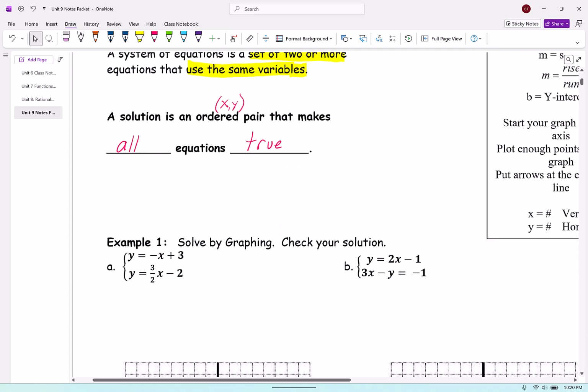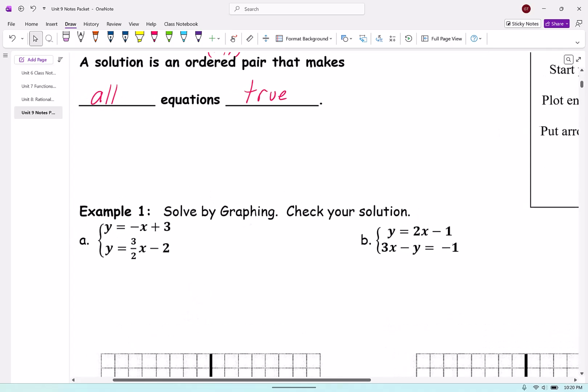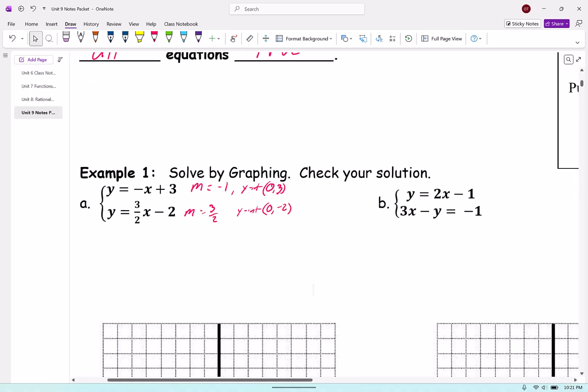First, solve by graphing and check your solutions. Let's take a look at A. Let's identify some things. My first slope, my m, is -1, and the +3 tells me my y-intercept is (0, 3). My slope down here is 3 over 2, and my y-intercept is (0, -2). I can use each of those to graph.